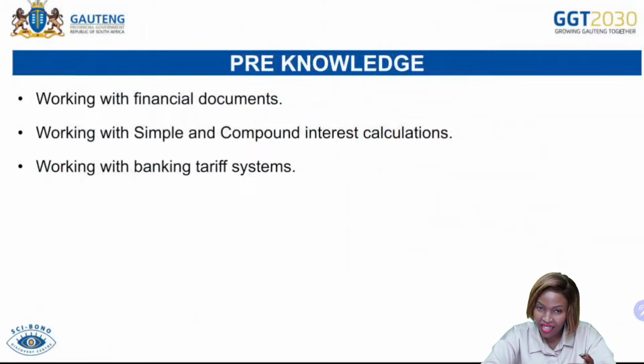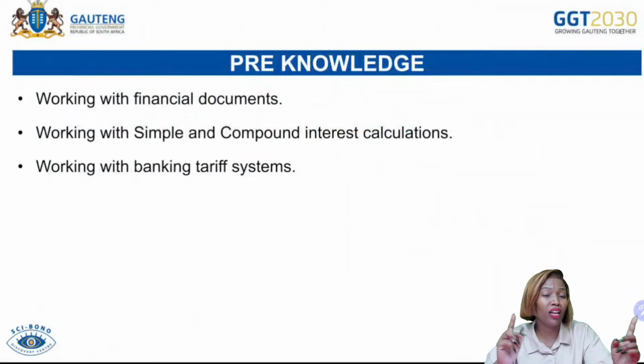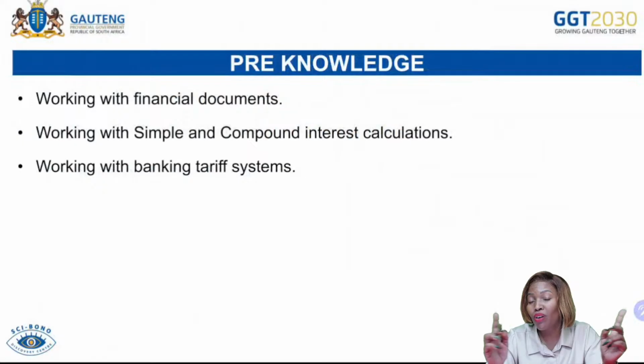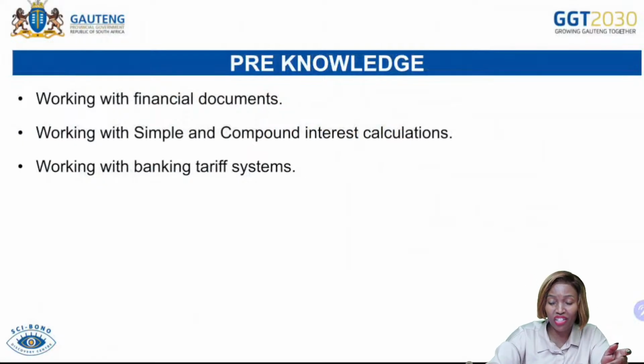The pre-knowledge that you bring into this lesson, the first one, it is your knowledge of working with financial documents, because as we're working with personal, car, home loans, we will also be deliberating on those financial documents. Your knowledge of calculating simple and compound interest will come in very handy in this section. And lastly, working with banking tariffs, exactly as you did them in term 1. When you're calculating tariffs, you're going to apply the same skill in this section as well.